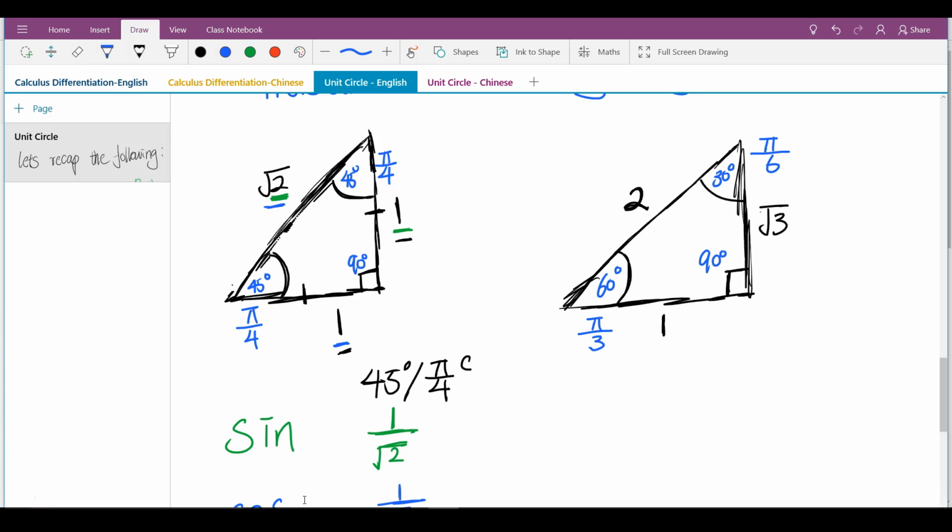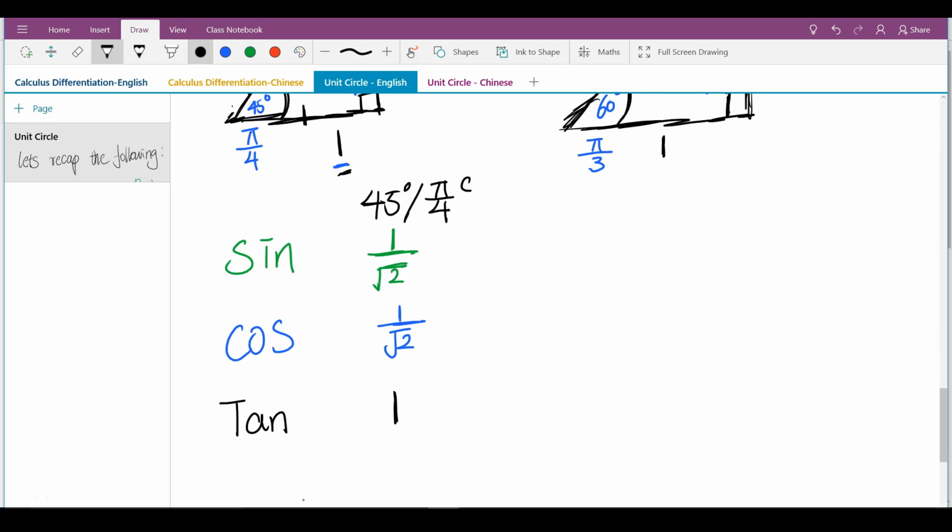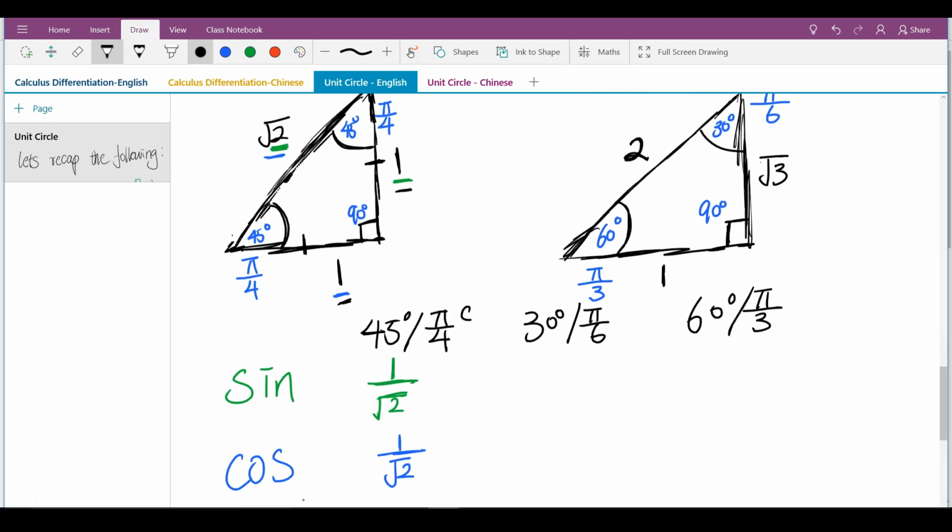So with this triangle, it allowed us to get some exact values for 2 more angles, which is 30 and 60, right? So let's just write it down. So 30 degree is pi over 6, and 60 degree is pi over 3. Right, let's go with 30 degree first.